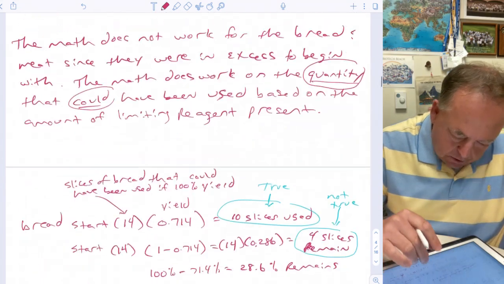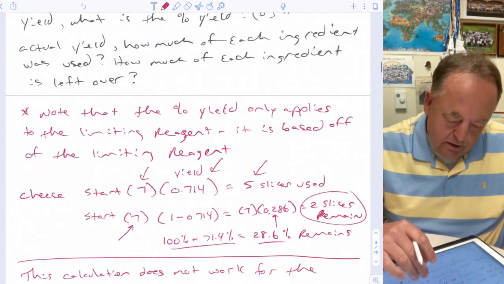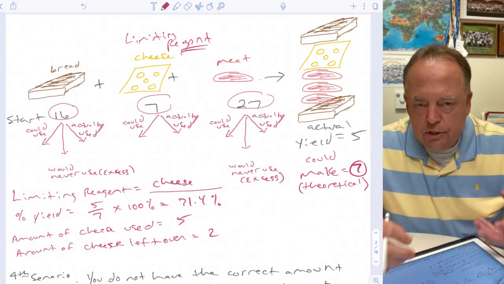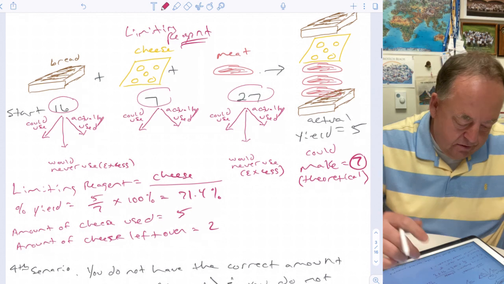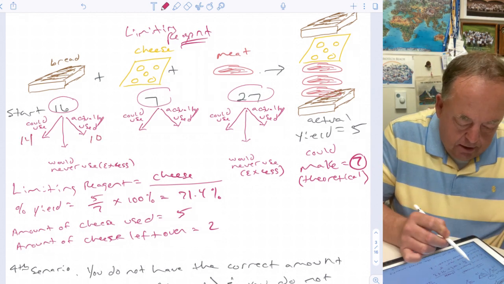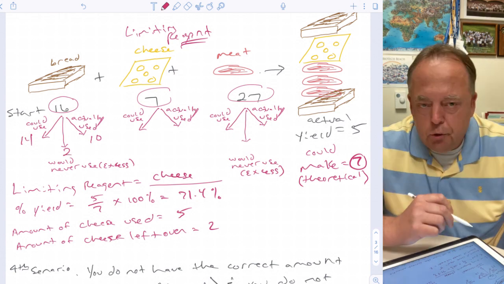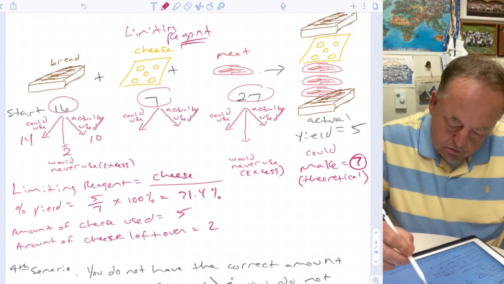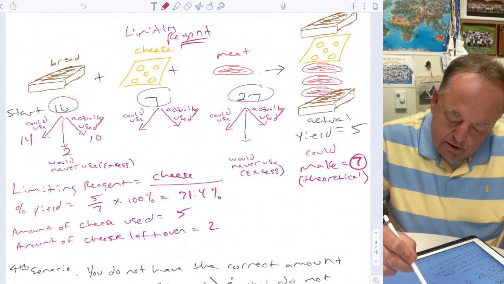Let's see. No, you had 7 slices of cheese. So you could have made 7 sandwiches. That would be 14 slices of bread, right? So you could have used 14 slices. You actually used 10. And you were never going to use 2 to begin with because that was an excess to begin with. And same with the meat.